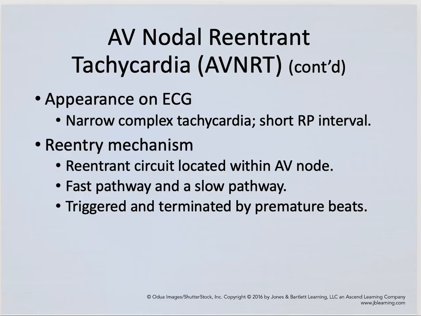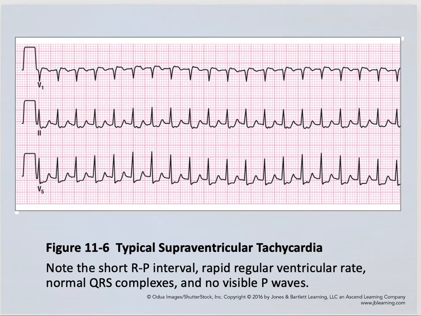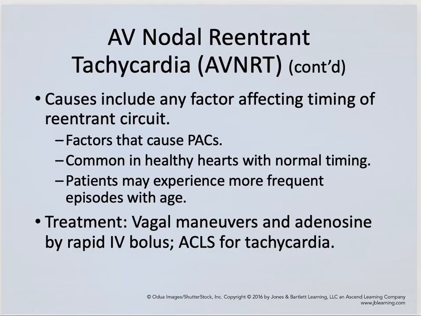So this reentrant circuit is located within the AV node. So it's a very fast pathway as well as a slow pathway. Again, triggered and terminated by different premature beats. So what this looks like is the AV node with fast and slow pathways. You've got the slow pathway, you've got the fast pathway. When you take a look at your typical supraventricular tachycardia, you're noticing a very short RP interval, rapid, regular ventricular rate, a normal looking QRS complex, but no visible P waves, right? That's what's common, because this is where it's being triggered, below.